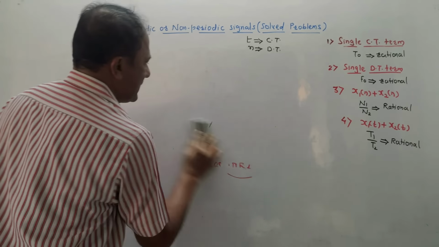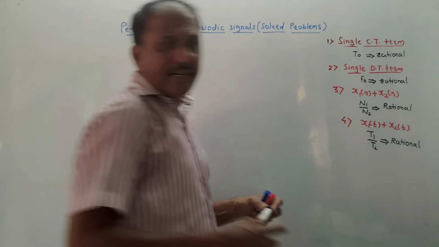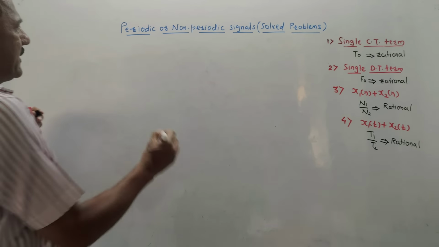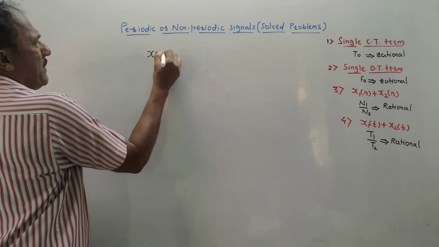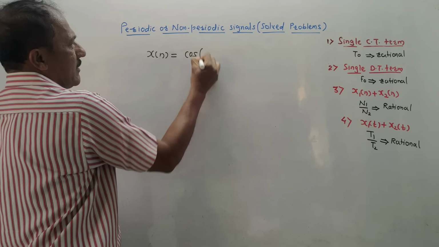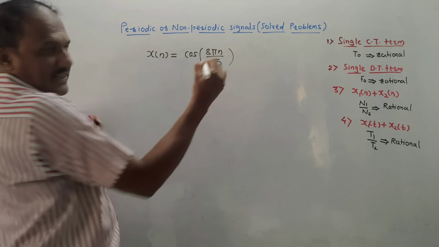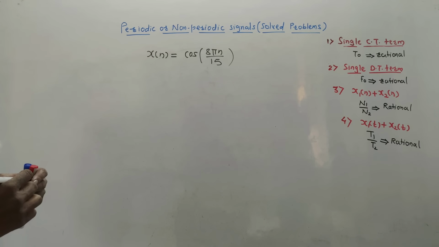CT means continuous time signal term. Now let us solve one numerical related to a discrete term. Suppose the given equation is x of n is equal to cos of 8 pi n upon 15. This is the given equation.